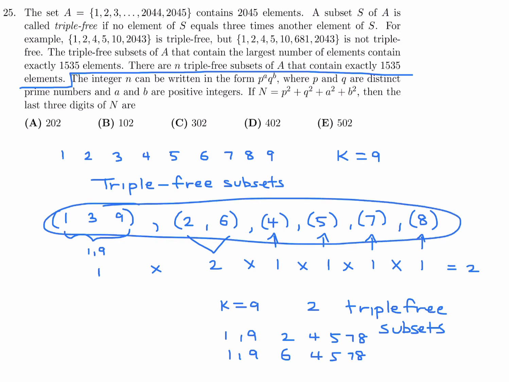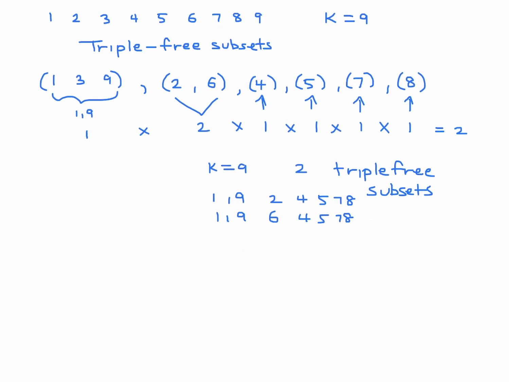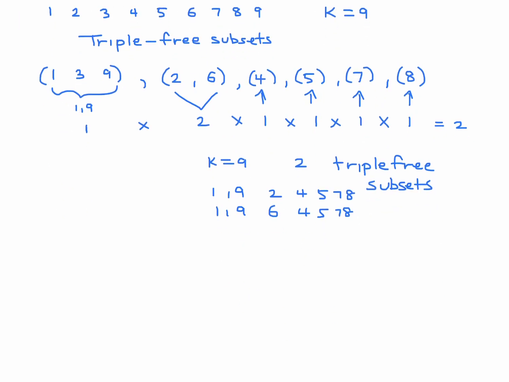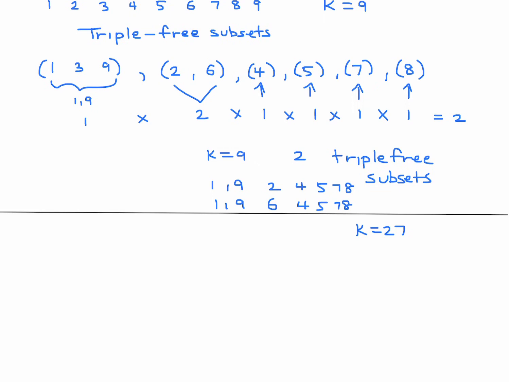Okay? So hopefully, with a very small example, you're kind of getting how this works. Now let's move up, not to the big one, but to a slightly bigger example: k equals 27. Now, I've got 1, 2, 3, and so on, all the way up until 26, 27. That's my big set. And then I've got to do the subsets, just like I did here.